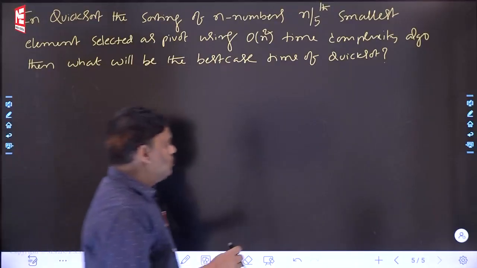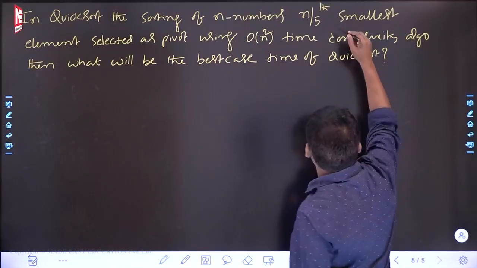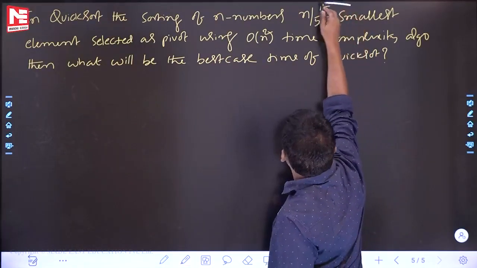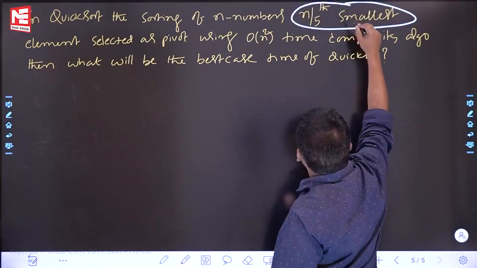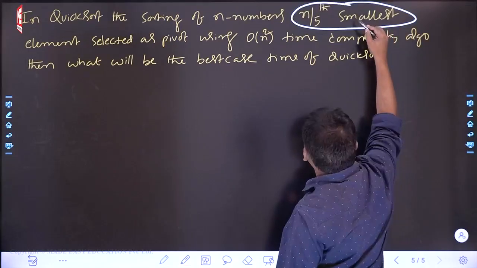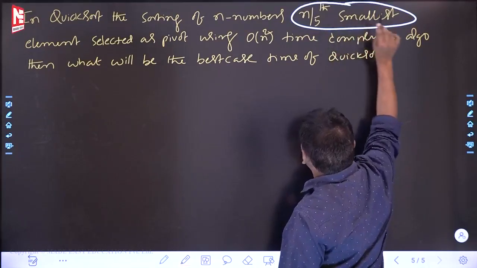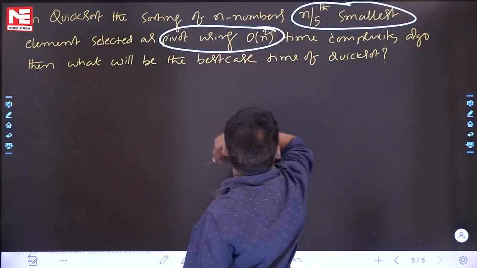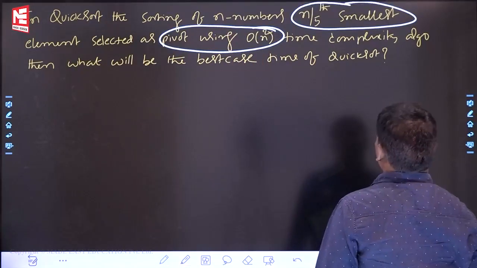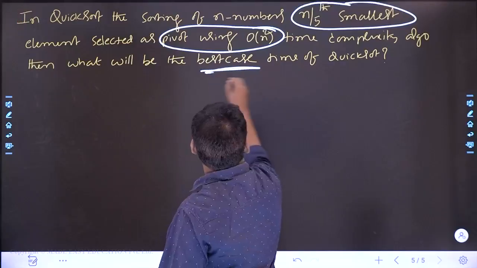Let's start. So in this problem, which element are you taking as the pivot? N by fifth smallest element. Let me round it. N by fifth smallest element, if you take it as the pivot element, where will it go? N by fifth place always. Right? Next one, pivot selection, how much time? Order of n square. Next one, which case is he asking? Best case. Everything is fine.